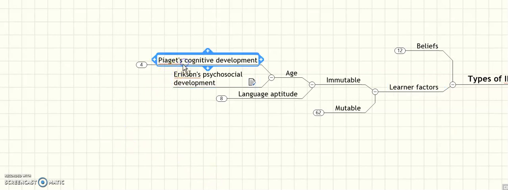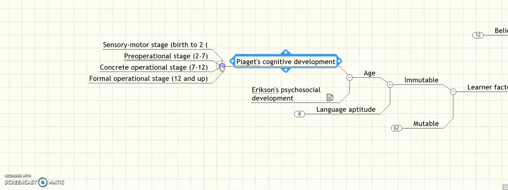The first theory is proposed by Piaget, which is called cognitive development. Piaget argued that there are 4 stages of cognitive development. The first stage is what is called the sensory motor stage, from birth up to 2 years old, more or less. At this stage, babies rely so much on their senses and also on movements around the babies themselves.